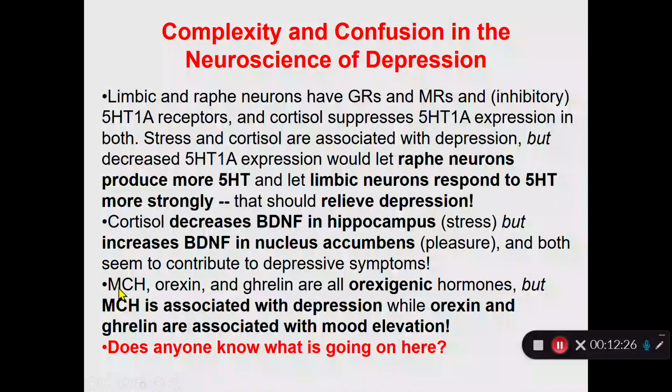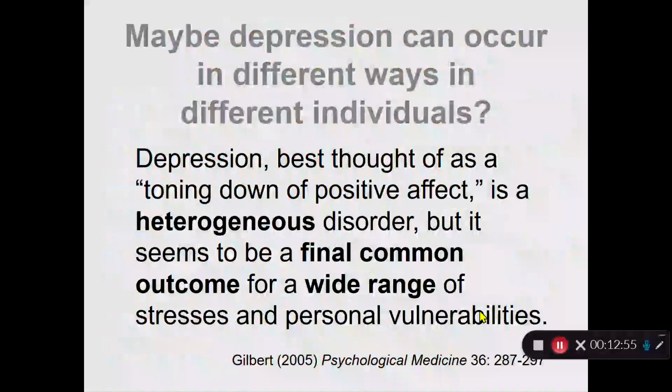Finally, concerning depression and food intake control, MCH, orexin, and ghrelin are all orexigenic hormones, but MCH is associated with depression, while orexin and ghrelin are associated with mood elevation. Again, opposite effects in seemingly similar orexigenic pro-appetite hormones. It's confusing every way you look at it. So what does this kind of data lead to? Well, it leads to the view that maybe depression can occur in different ways in different individuals.